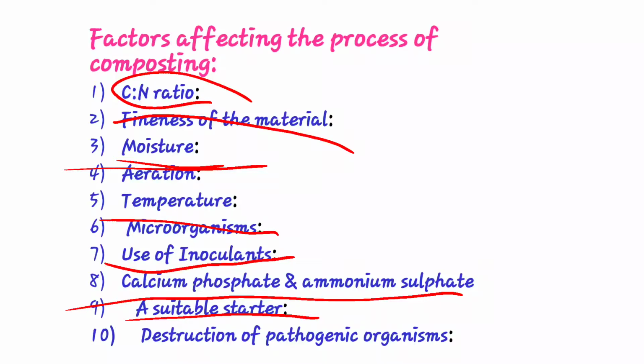Then the last factor is destruction of pathogenic organisms. This factor matters because otherwise the material is unhygienic and likely to spread serious diseases. So these are some factors that affect the decomposition process for compost making. These are the 10 factors affecting compost making.